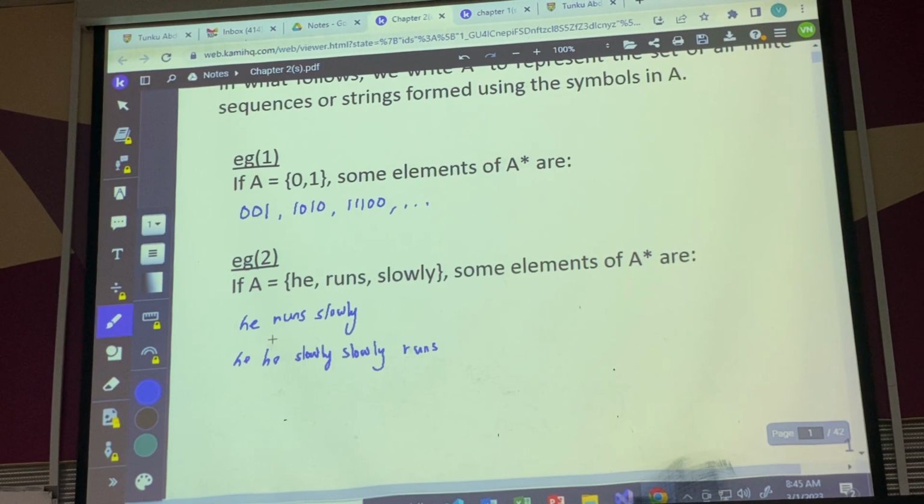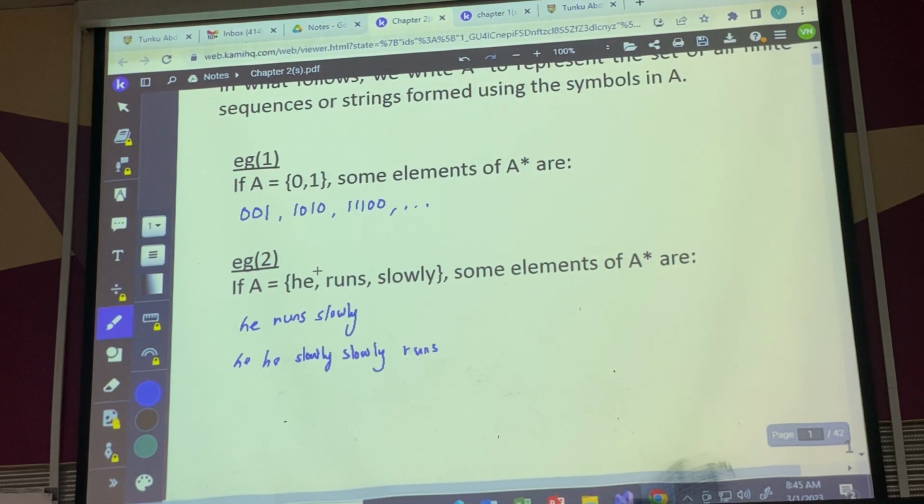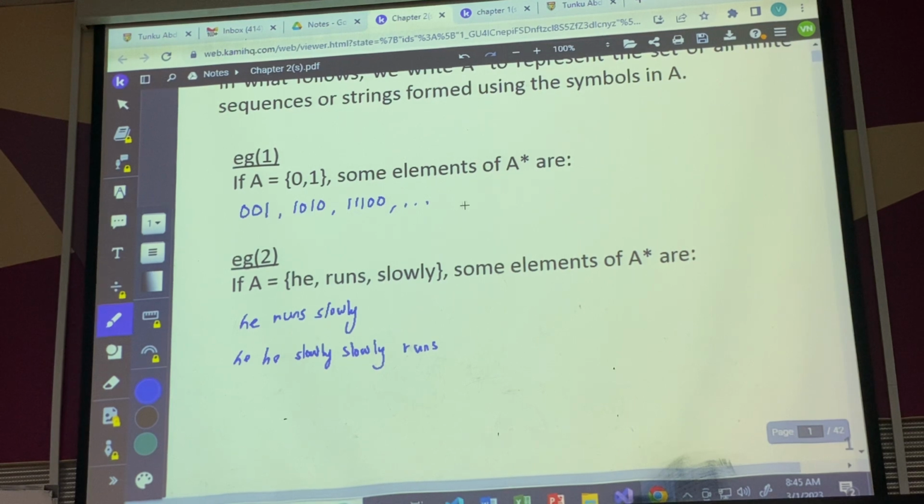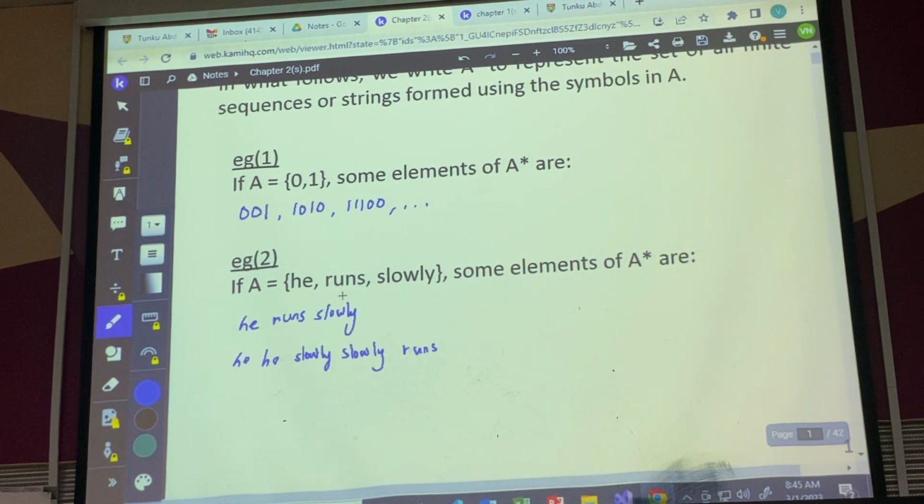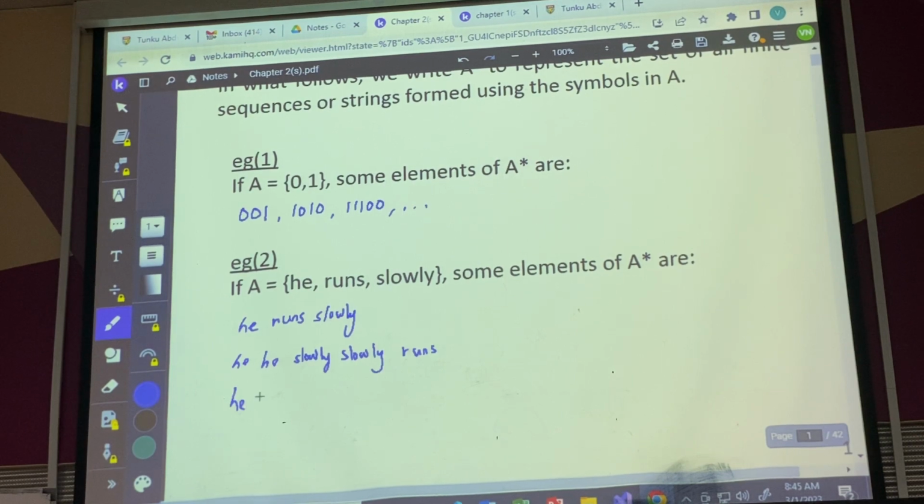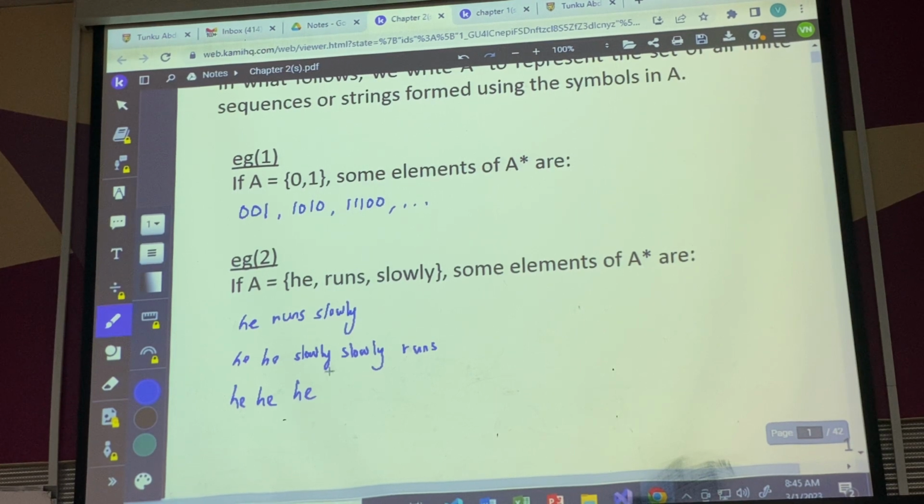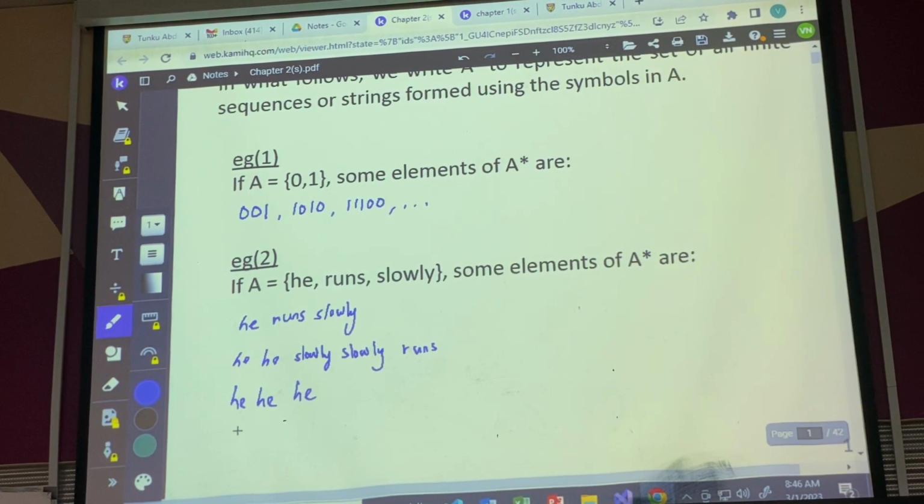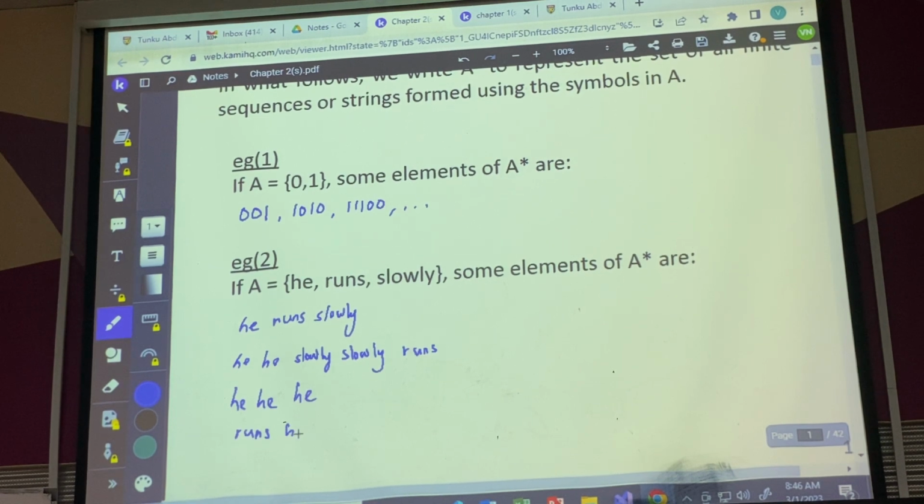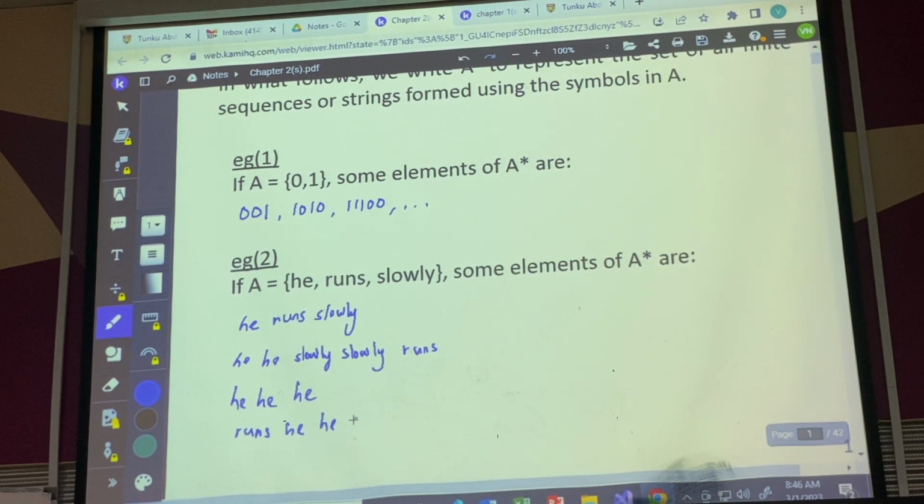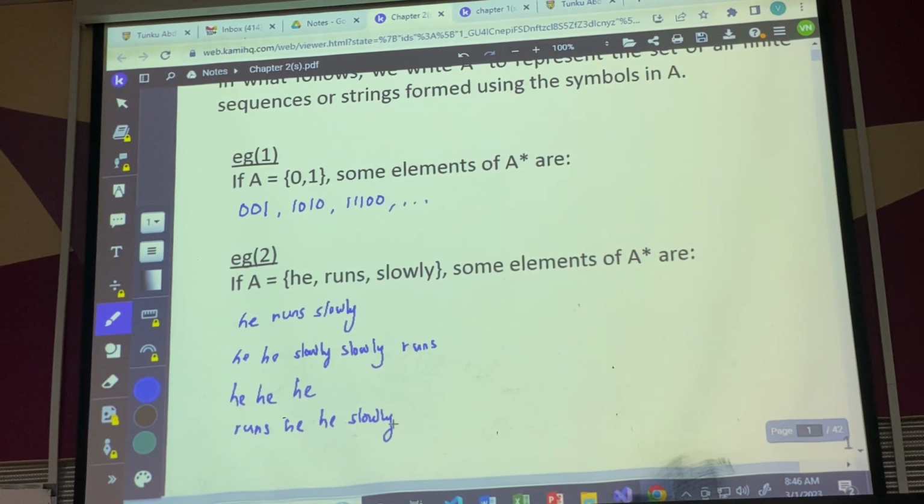RSW2, why so quiet? He. Or he only. He only, no need to use all the words, it doesn't matter also. So you can have it like this, and then runs. He also can. Okay, anything as long as it comes from these 3 words. Okay, next one.